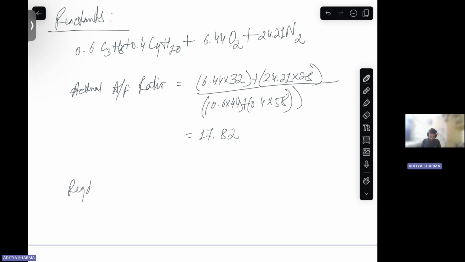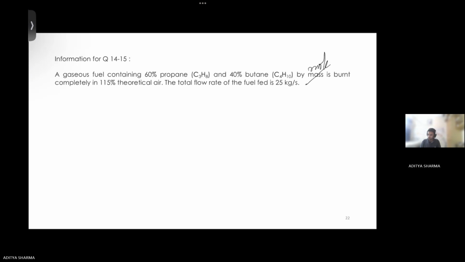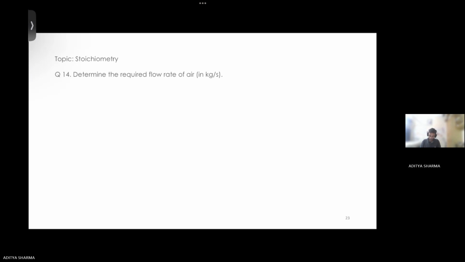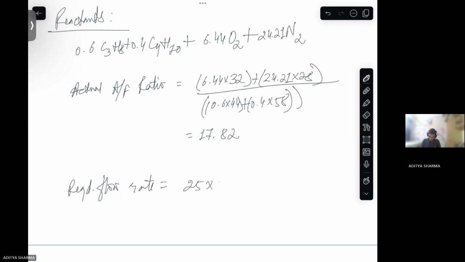So then the required flow rate will be equal to 25 into 17.82, and this comes out to be 445.5. So this is the answer.